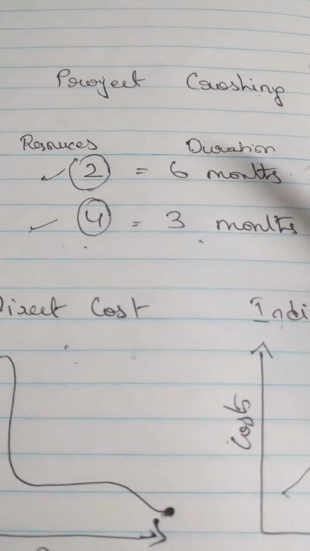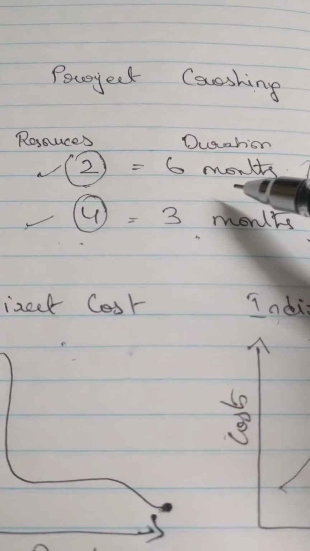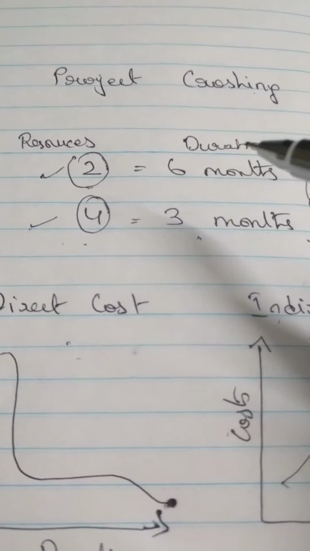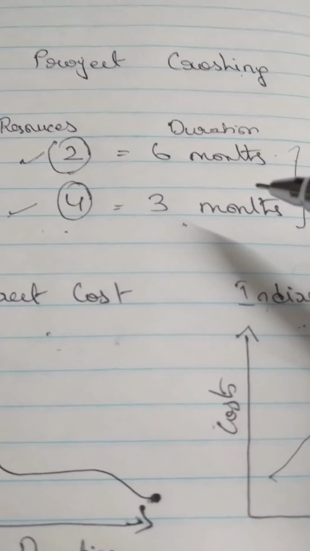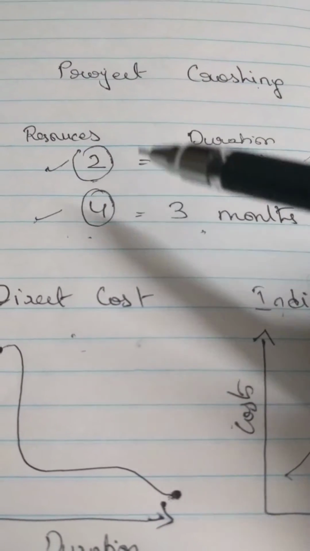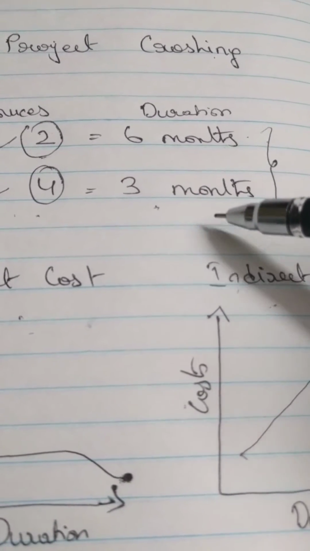Let's say you're constructing a building, and it's taking you 6 months to complete the construction of the building with 2 laborers as your resource. So what if you wanted to finish the building in 3 months? If you wanted to finish the building in 3 months, the answer is simple. You just need to double your resources, and instead of finishing the building in 6 months, you'll be able to finish the building in 3 months.